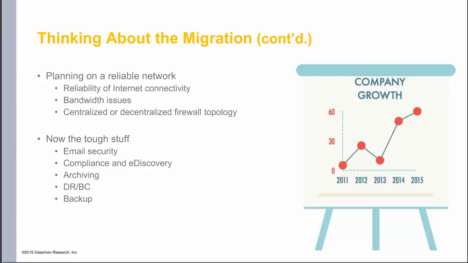You're also going to need to focus on whether you want a centralized or decentralized firewall topology. Again, a very important consideration, particularly for organizations that are going to be maintaining some sort of a hybrid environment. Now there's a variety of other issues as well. You need to focus on email security. That becomes more complicated if you want a hybrid environment.